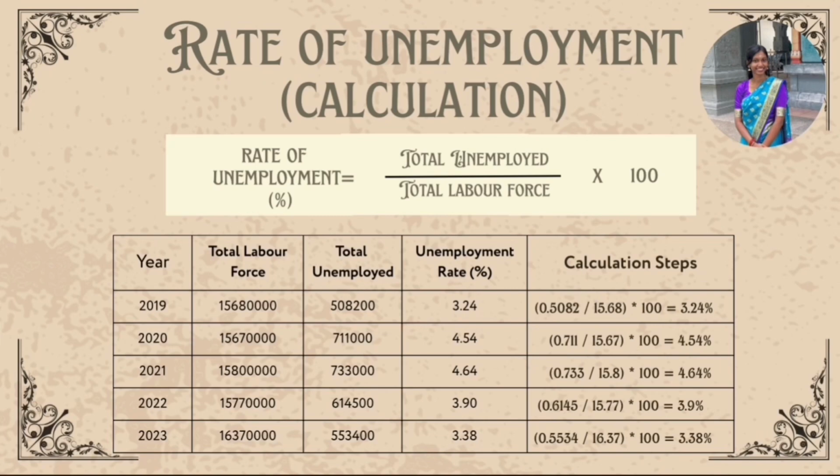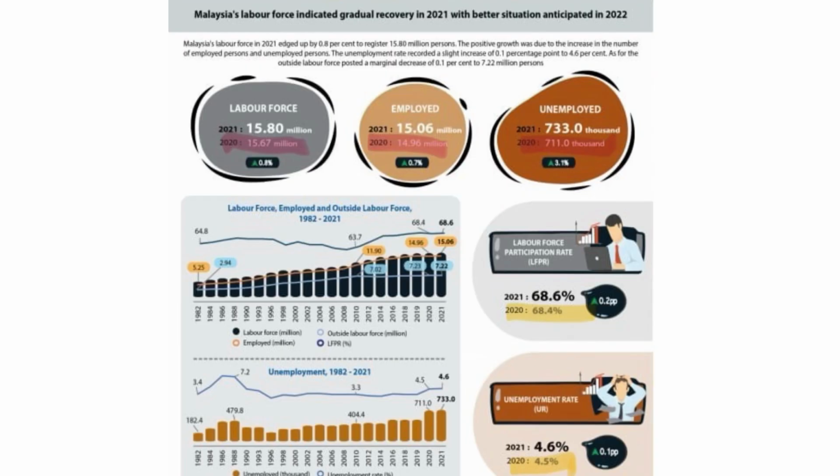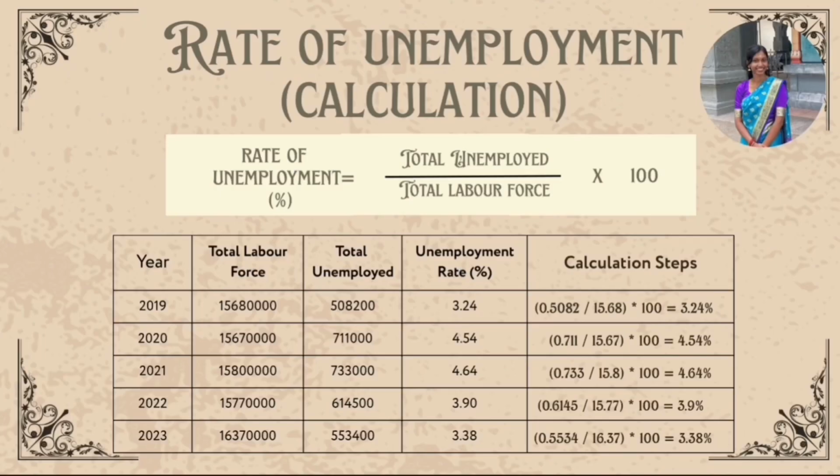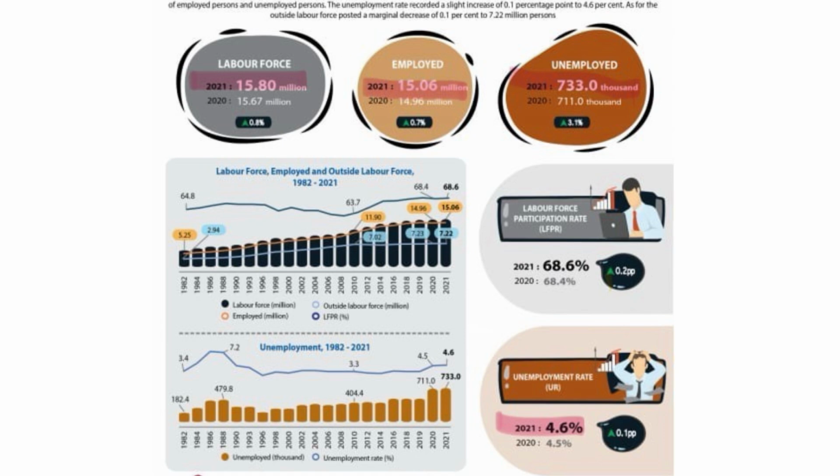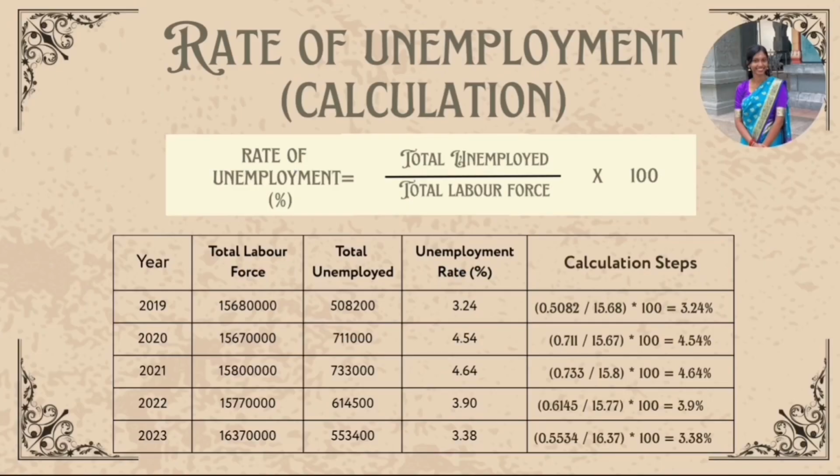Unemployment jumped to 4.54%, with more than 711,000 people without jobs. So we take 0.711 divided by 15.67 times 100, and we get 4.54%. For the next year, in 2021, things didn't improve much. The rate went slightly up to 4.64%, which we get by dividing 0.733 by 15.8 times 100.